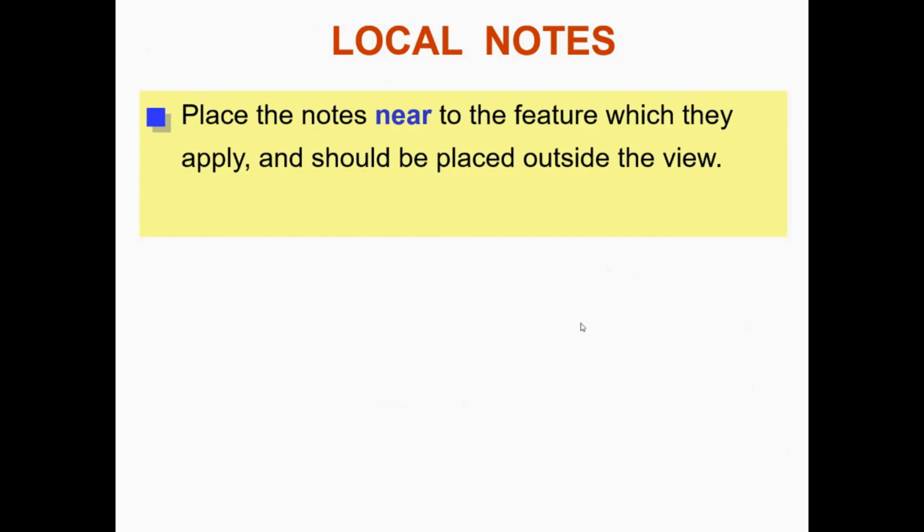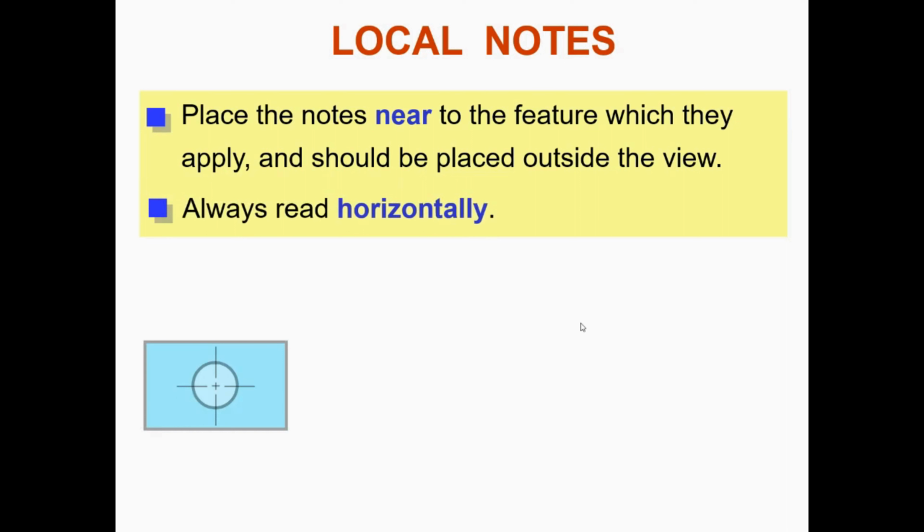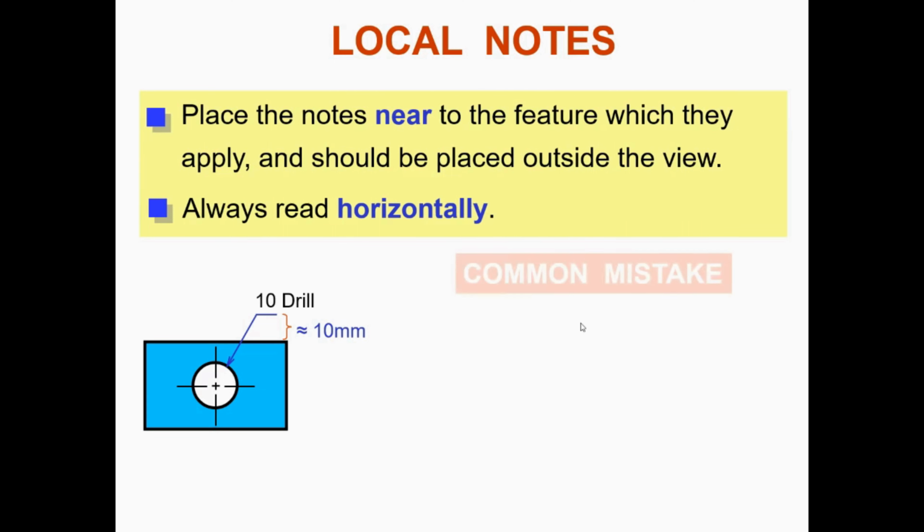Local note. When it comes to local note, we normally place the note near to the feature which they apply and should be placed outside the view. And always it has to be read horizontally. So let's look at this one. We have the leader line, and then we have a note of 10 drill, which means 10 millimeter drill.